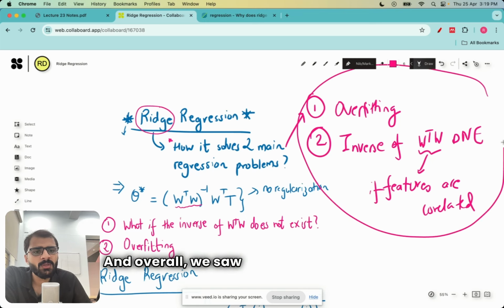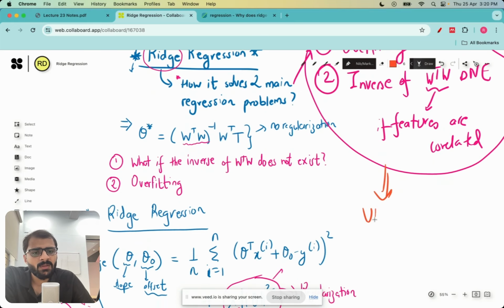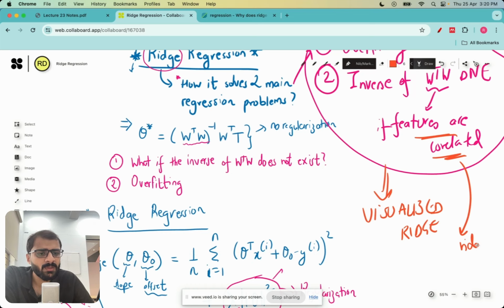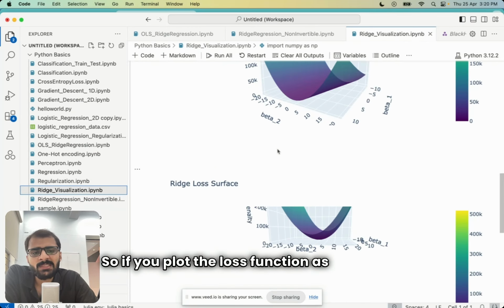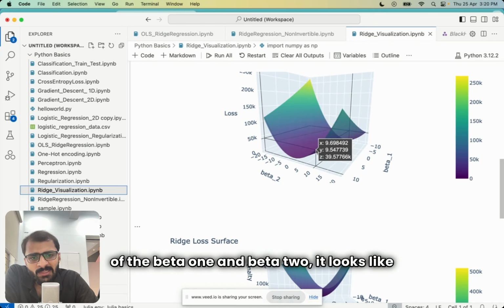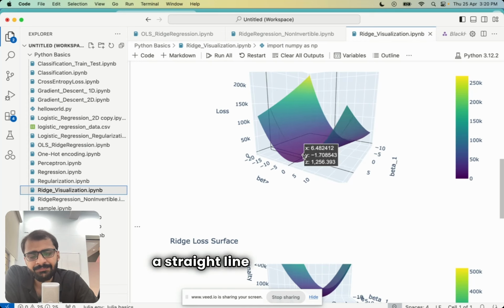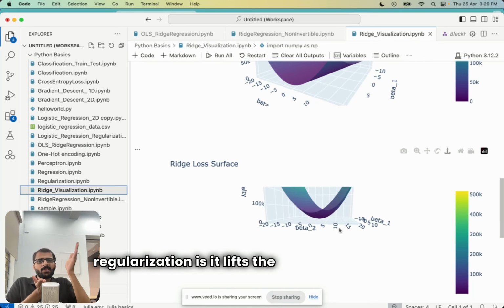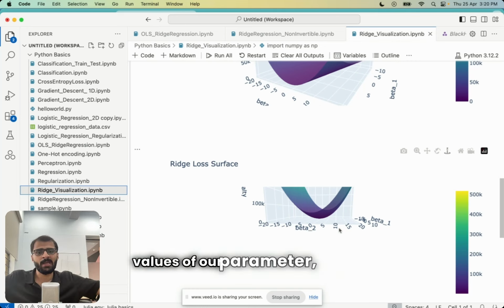And overall, we saw one very crucial thing. We saw why it is called ridge regression. We visualized ridge regression, and we saw that if features are correlated, we get stuck in a ridge. If you plot the loss function as a function of beta 1 and beta 2, it looks like there are infinite values of beta 1 and beta 2 which lead to the lowest answer, because this ridge is a straight line at the bottom. What ridge regression does, or adding a regularization, is it lifts the ridge up so that we don't get infinite values of beta 1 and beta 2. We don't get very high values of our parameters, etc.